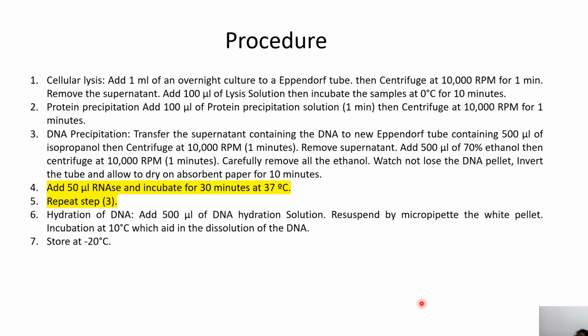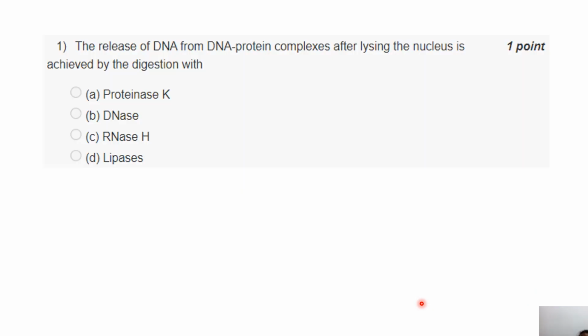So this is a schematic or a way to write down the procedure. That is how this works. So coming back to the question that we started with, release of DNA from DNA protein complexes after lysing the nucleus is achieved by proteinase K. Okay. Let's stop here for a few minutes and then we'll go to the next question.